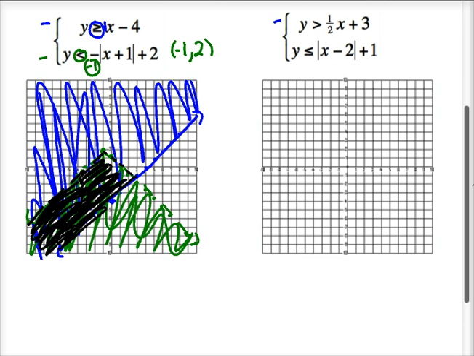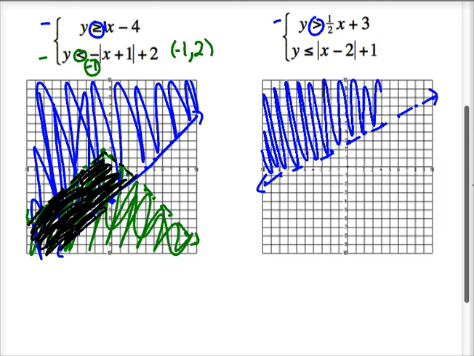So let's take a look at this one. Y-intercept up at 3 and a slope of 1/2. So up 1 over 2, up 1 over 2. So I follow that as much as possible. I interpret my inequality. Strictly greater than means I'm going to have a dashed line. And greater than means above. So there's my line inequality.